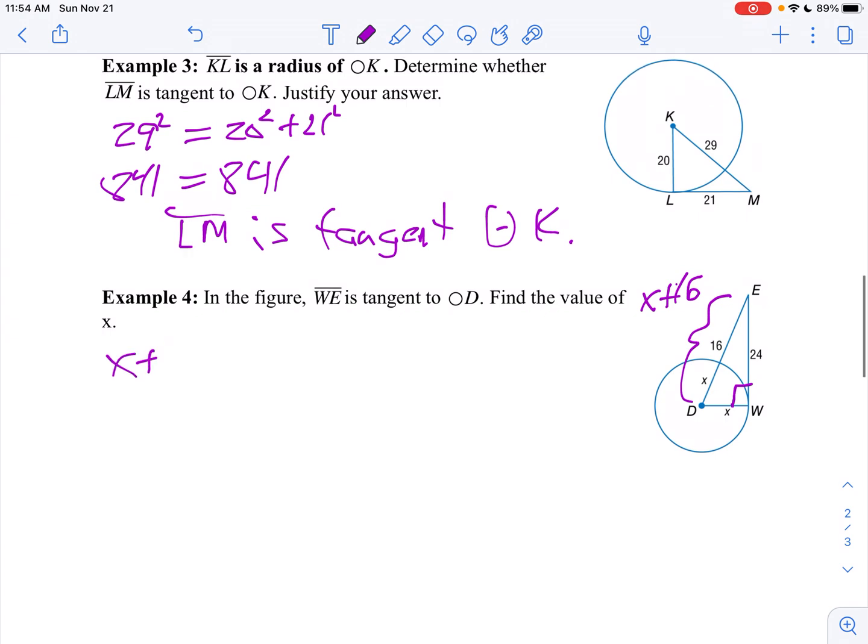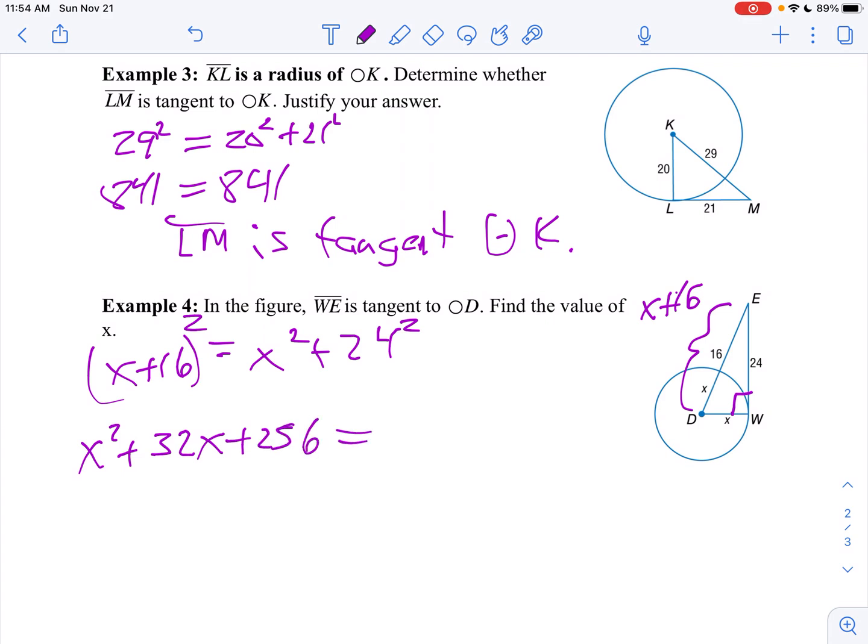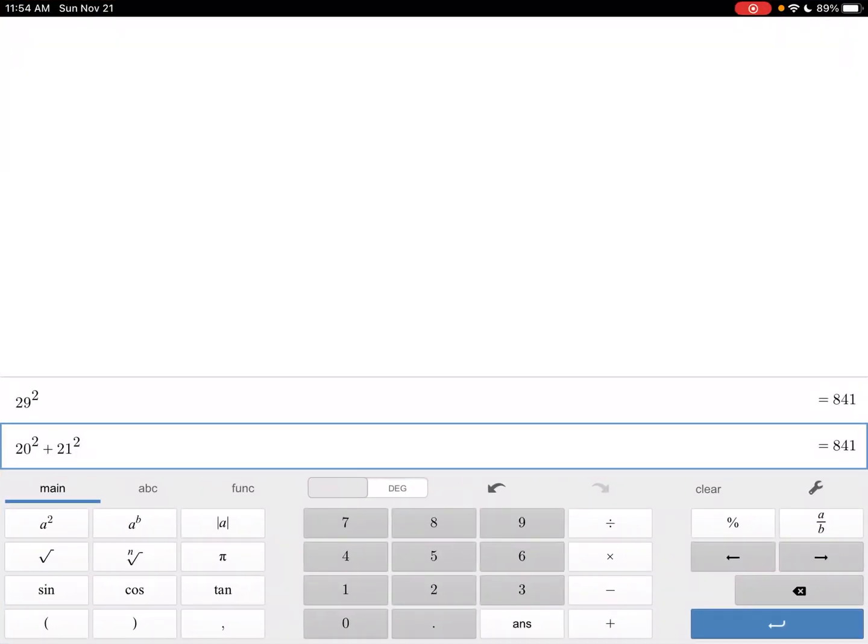So I'm going to say x plus 16 squared equals x squared plus 24 squared. Okay, so multiply x plus 16 out. That's x plus 16 times x plus 16, which is x squared plus 32x plus 256 equals x squared plus 24 squared. 24 squared, I do believe is 576, but let me double check. So 24 squared is 576.